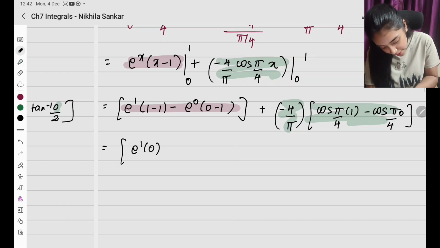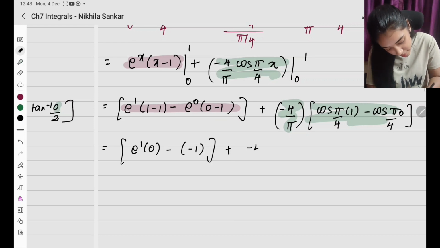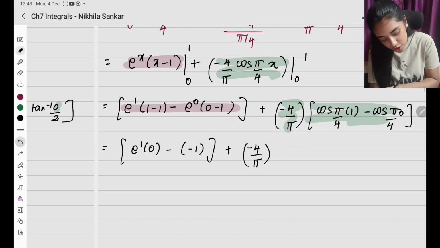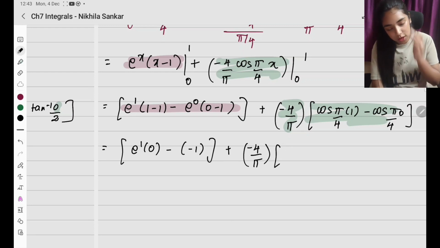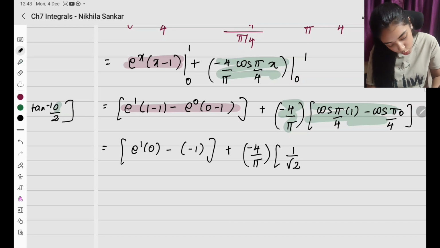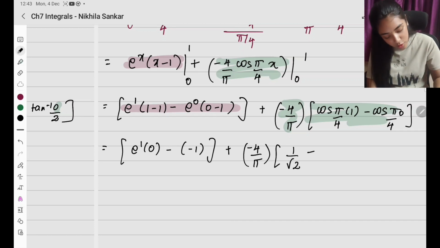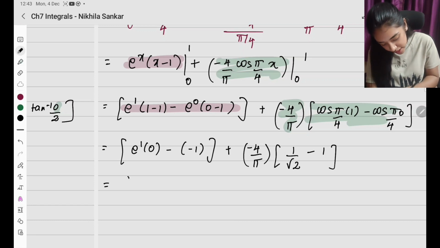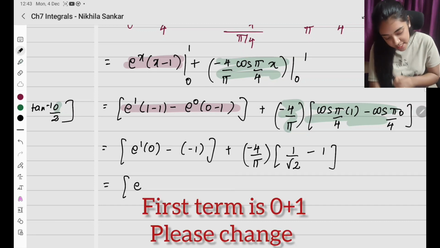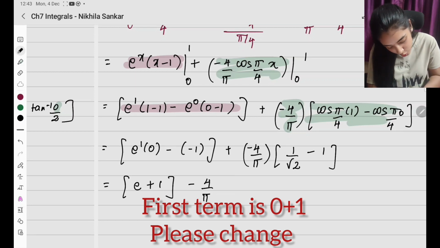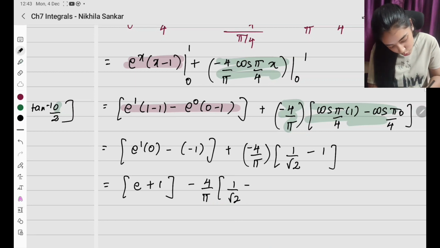Now what is inside the bracket? e to the 1 times 0 minus e to the 0 is going to be 1 times minus 1, plus in the bracket, minus 4 by pi times cos pi by 4. What is cos pi by 4? Cos pi by 4 is cos 45, which is 1 by root 2, minus cos pi by 4 into 0 is going to be cos 0, which is going to be 1. Now what is in the first bracket? I have e to the power 1 is e plus 1. This is my first bracket, minus 4 by pi times 1 by root 2 minus 1.